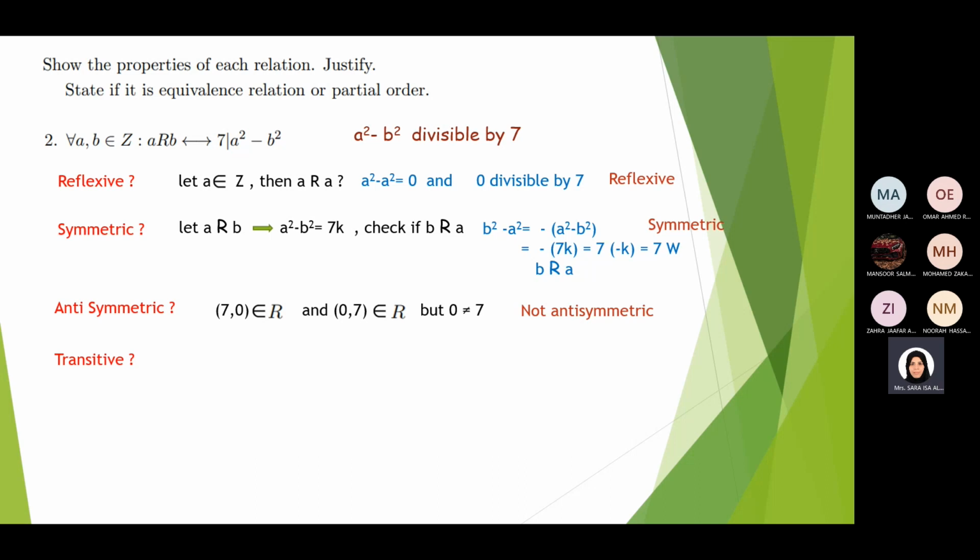As your friend said, usually if it is symmetric, it will not be antisymmetric. But this is not always, because there are some cases where it is both symmetric and antisymmetric. Is it transitive?